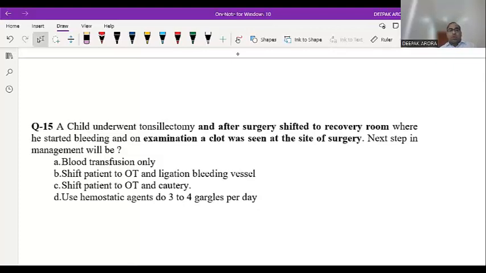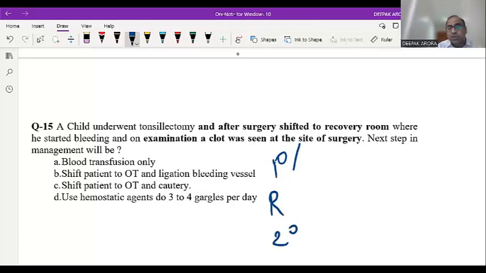Coming to the last MCQ, again one of the important PYQ. A child underwent tonsillectomy, after surgery shifted to the recovery, where he started having bleeding. It means in the recovery room, within a few hours, half an hour, 1 hour, the patient is having bleeding. It means it is reactionary hemorrhage. But how many types of hemorrhage are we having? Primary hemorrhage, reactionary, secondary. Always have a habit of making a formula.